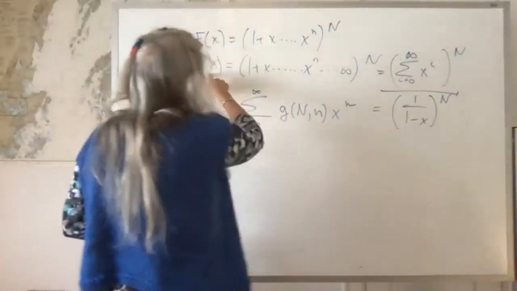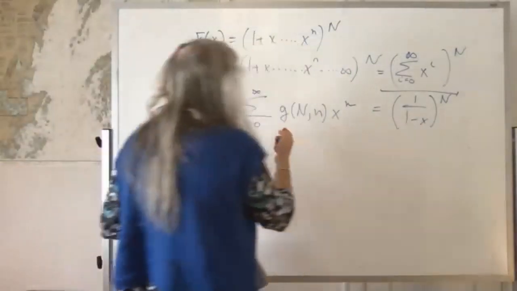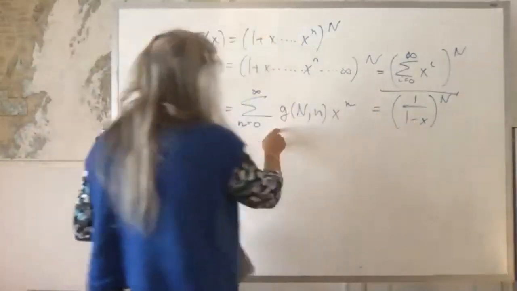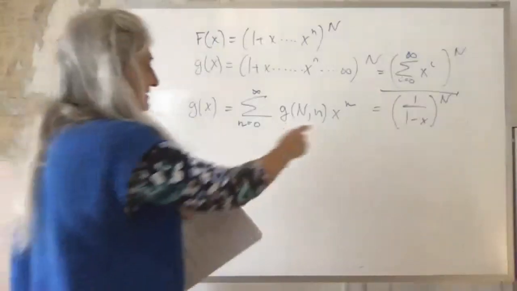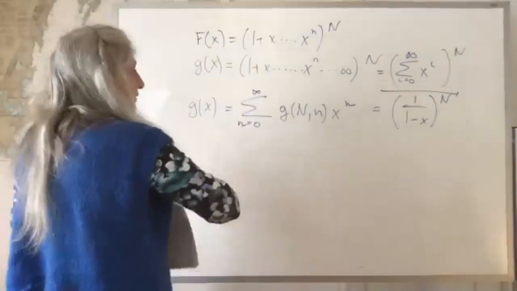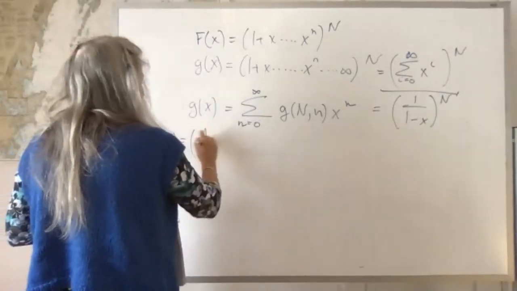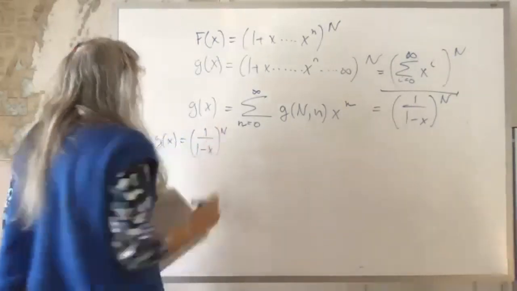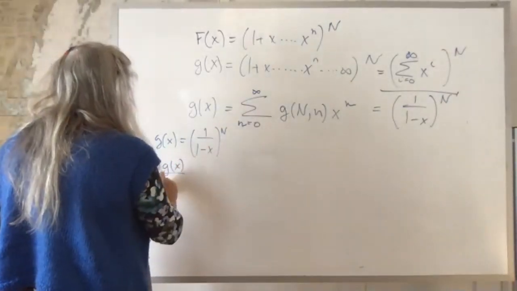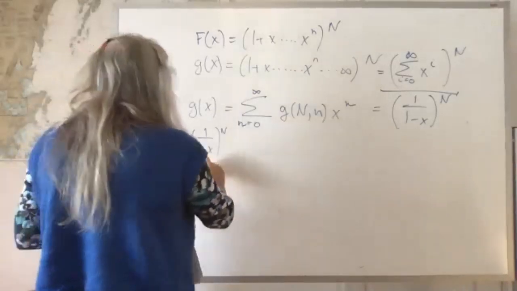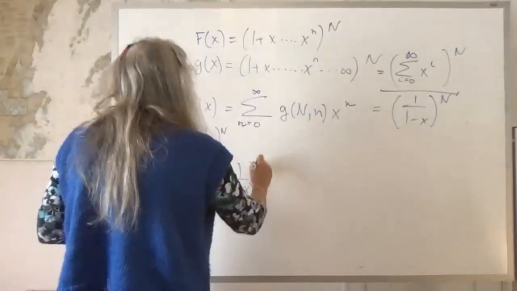Now I have a formula for this, and I need to know what the coefficient of x to the n is for this. I'm going to take the derivative n times of this, take the derivative n times of that, and then set x equal to 0. So let's start with this one. g of x is 1 over 1 minus x to the n. Let's take some derivatives: dg of x dx, and I have an n, and then 1 over 1 minus x to the n minus 1.